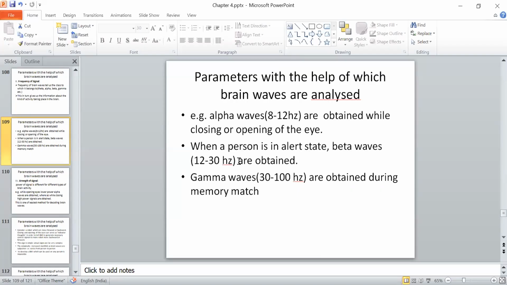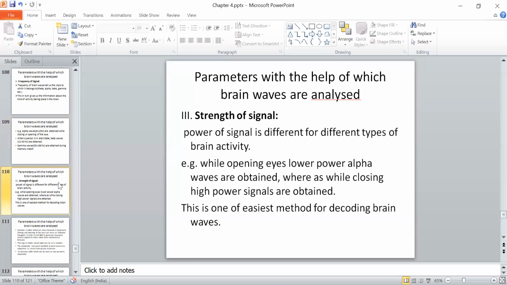Gamma wave's frequency is even higher than that, which is easily generated when you try to do something memory related. If you try to remember certain kinds of things, then a very strong signal will be generated, which is the gamma wave. So you have to find out the frequency of the signal you have caught. Then the third thing you have to find out is the strength of the signal.